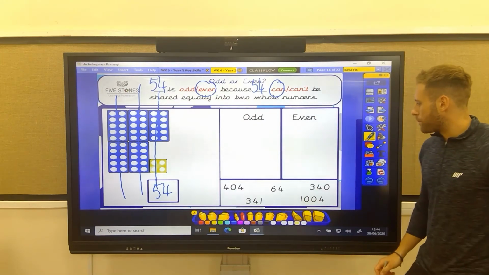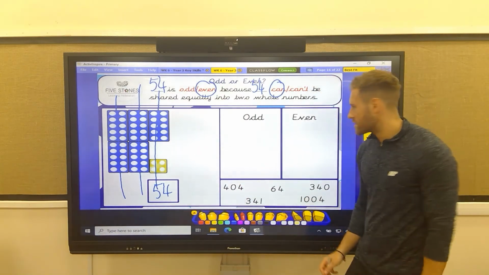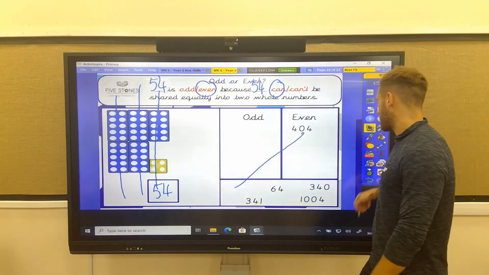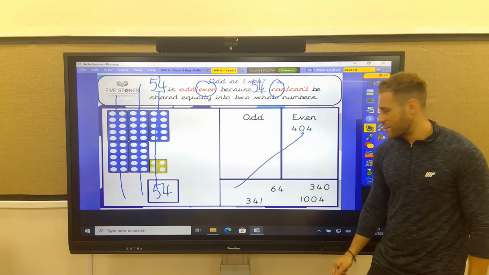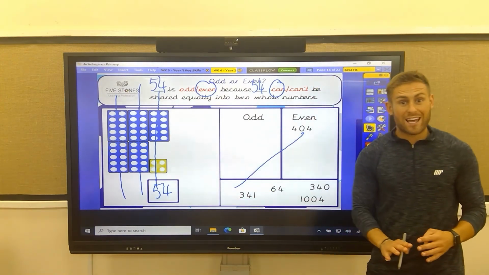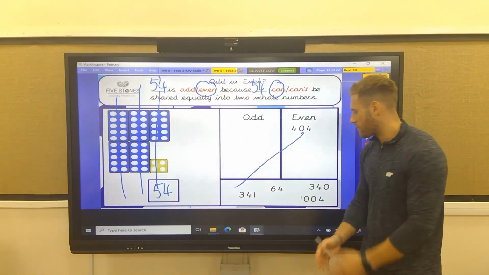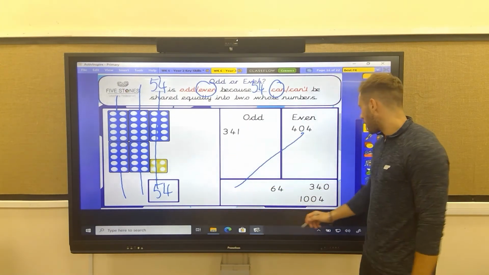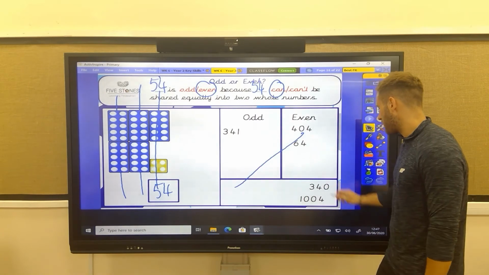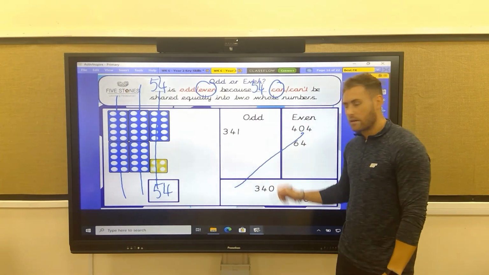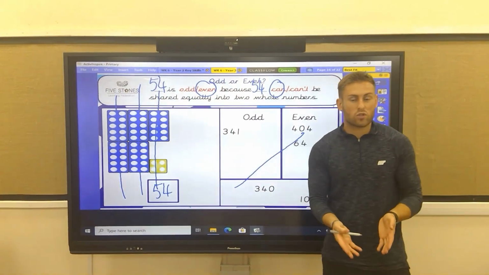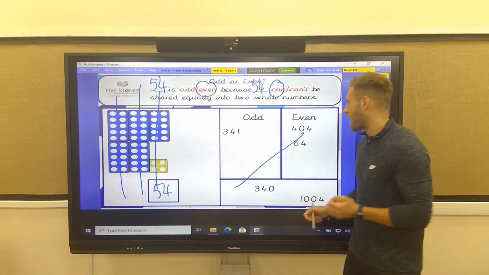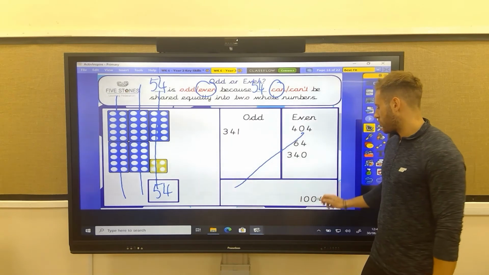Great work. So, 404, 4 is even. Let's get that in the even column. Then we've got 341. The 4 is 4 10s, so 4 10s, they're even. But the 1 is an odd number. Look at the 1s column. 64, even. 340, 4 10s is always going to be even. And 0, there's nothing to share. So yes, 40 is going to be an even number.